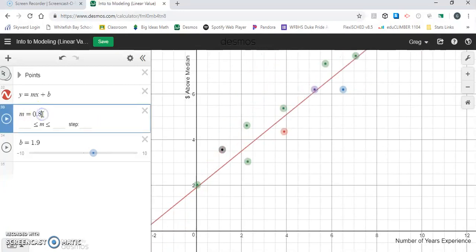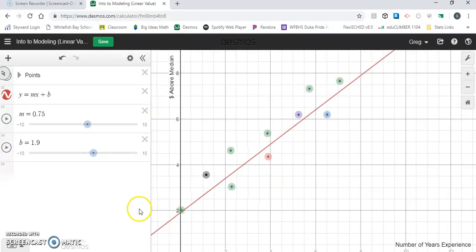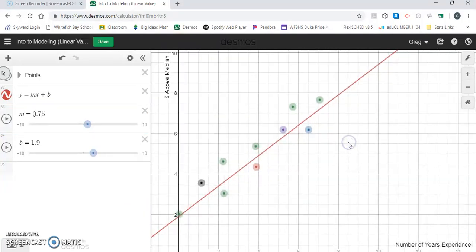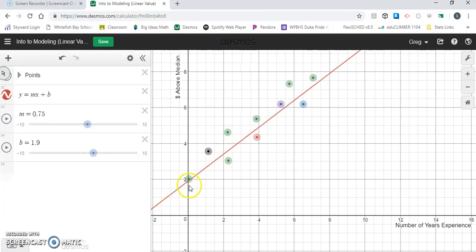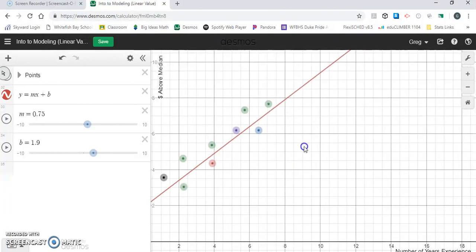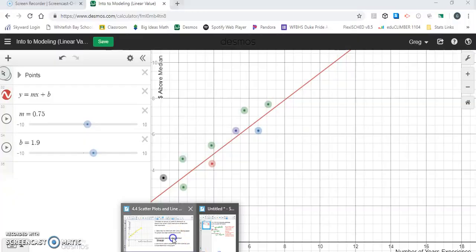So maybe like 0.75 or something. And again, I'm just using my computer to generate that, but this essentially fits the data. It's not perfect. Some are above, some are below, but this is the overall trend in the data. So once I have that trend, I could answer a question.